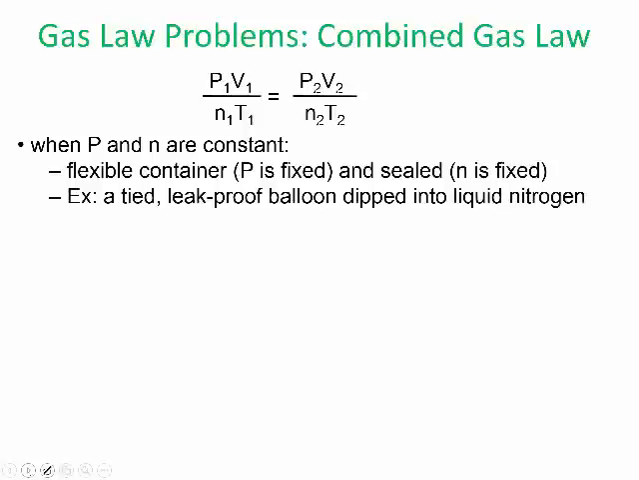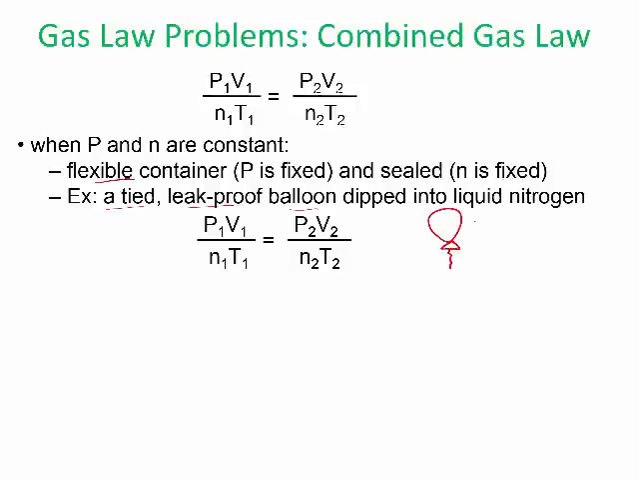So now when P and n are constant, an example is a tied leak-proof balloon dipped into liquid nitrogen, for example. Then you'll get the following. What I mean by P being fixed is that you have a flexible container. So this would be like having a balloon.